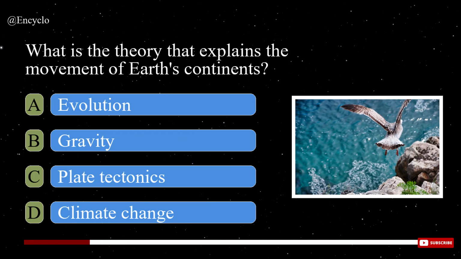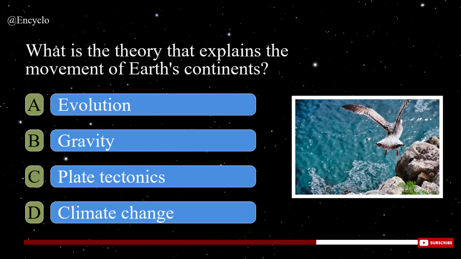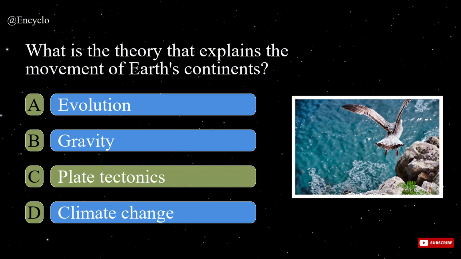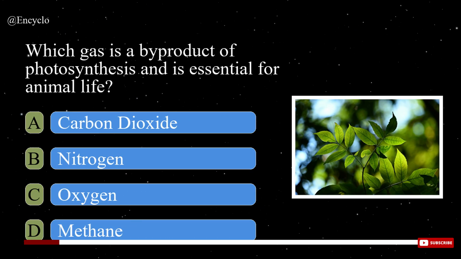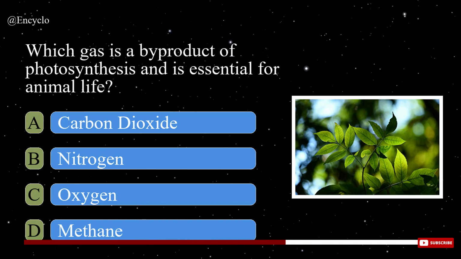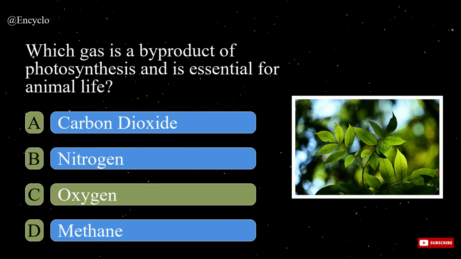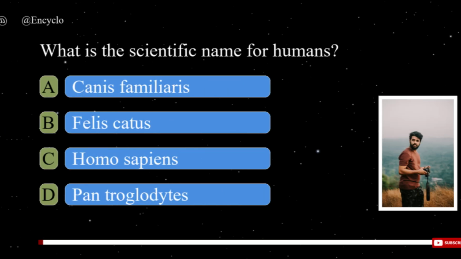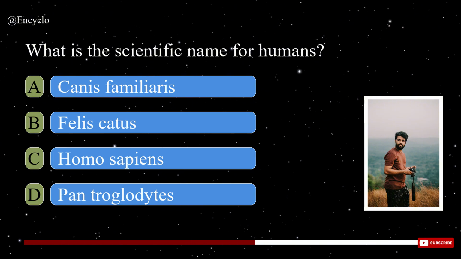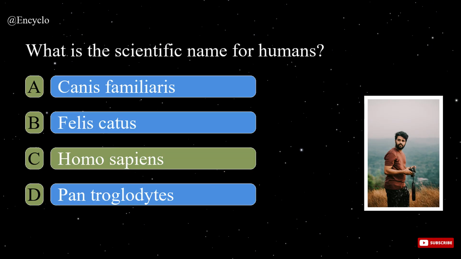What is the theory that explains the movement of Earth's continents? The answer is plate tectonics. Which gas is a byproduct of photosynthesis and is essential for animal life? The answer is oxygen. What is the scientific name for humans? The answer is Homo sapiens.